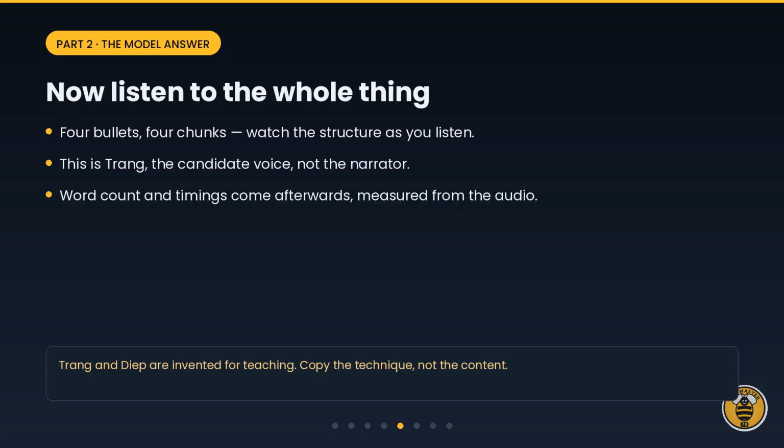Right. Here is the full long turn, broken into the 4 bullets so you can see the structure while you listen. This is Trang speaking.